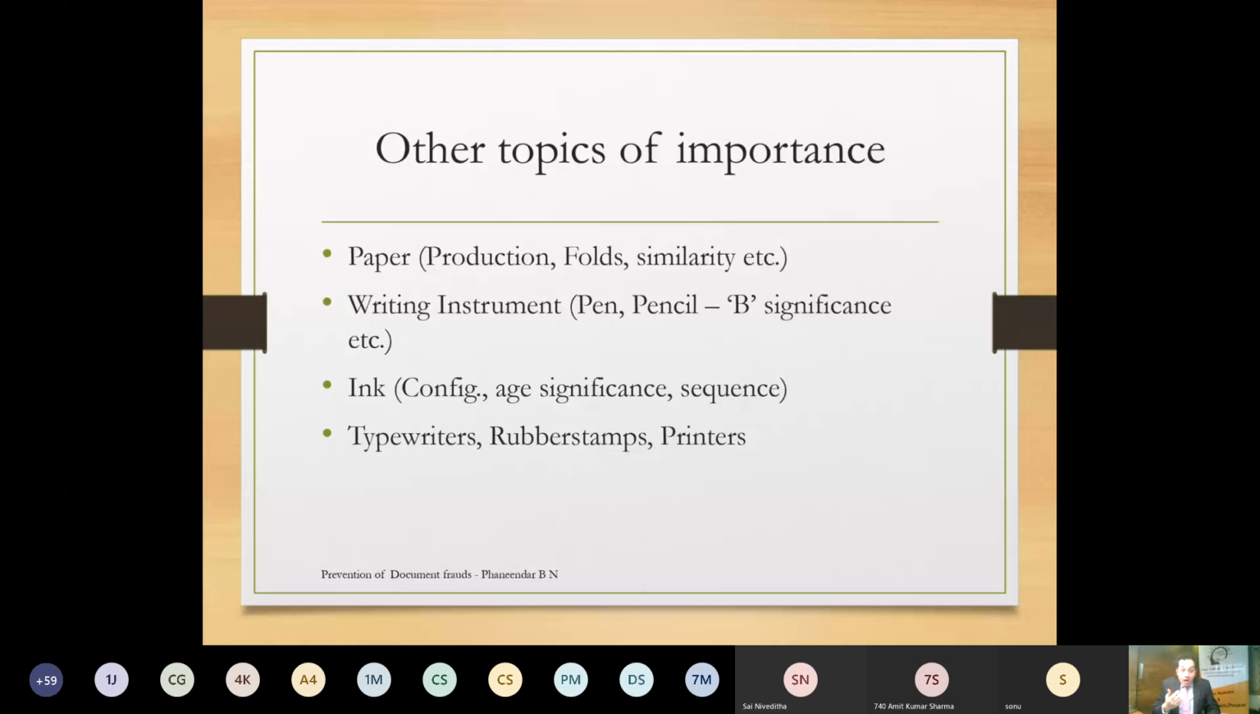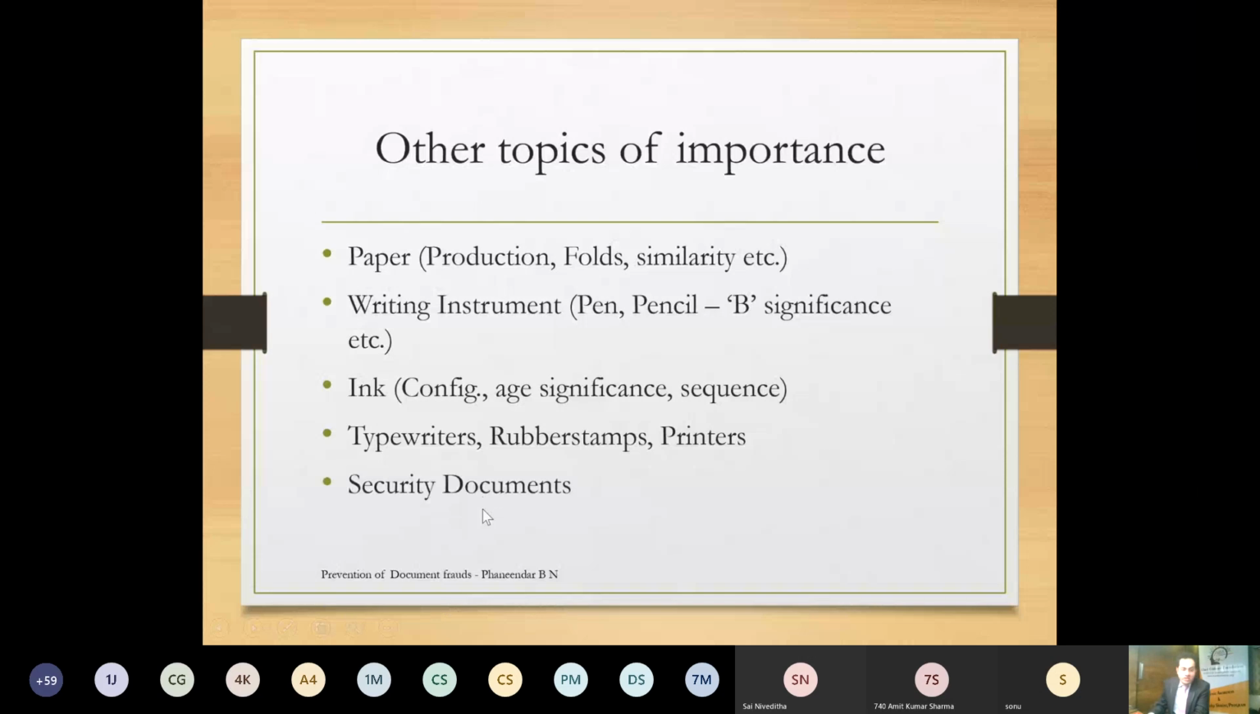But in addition to this being reported, if there are additional things you have reported about alteration or content or signature or the ink, whatever we are discussing in the session today, all those things put together will give a very strong reason for the presiding officer or the judge to have reliance upon your report. Otherwise, your report is just going to be a piece of paper which may or may not be considered as evidence before the court.